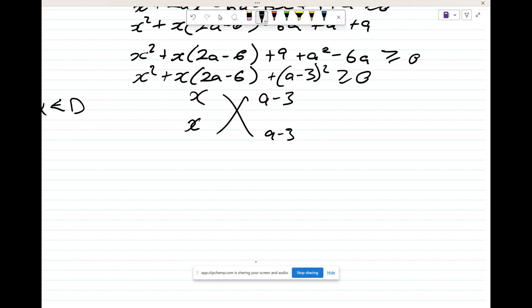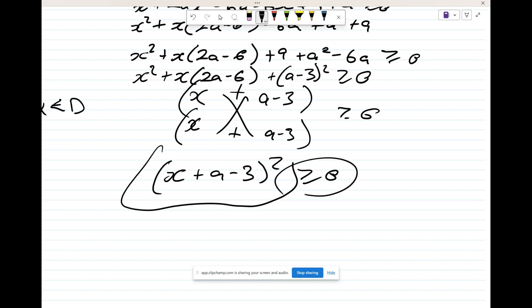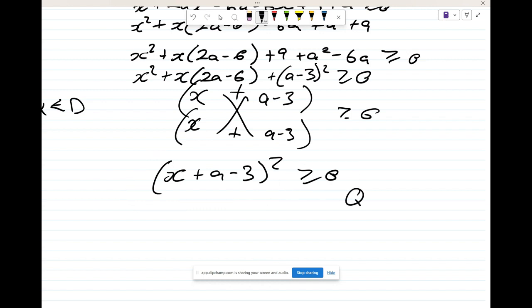So what did we do? We added those. And so now our quadratic can be rewritten as (x + a - 3)² greater than or equal to 0. And now we have something that's squared, so it's greater than or equal to 0. So, QED. That's the whole question done.